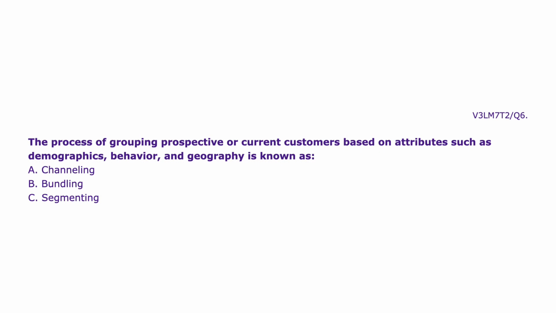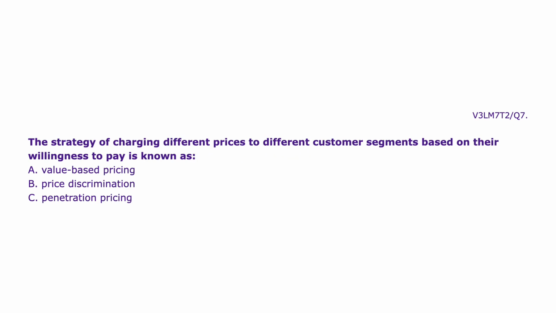The process of grouping prospective or current customers based on attributes such as demographics, behavior, and geography is known as: A, channeling; B, bundling; C, segmenting. The strategy of charging different prices to different customer segments based on their willingness to pay is known as: A, value-based pricing; B, price discrimination; C, penetration pricing.